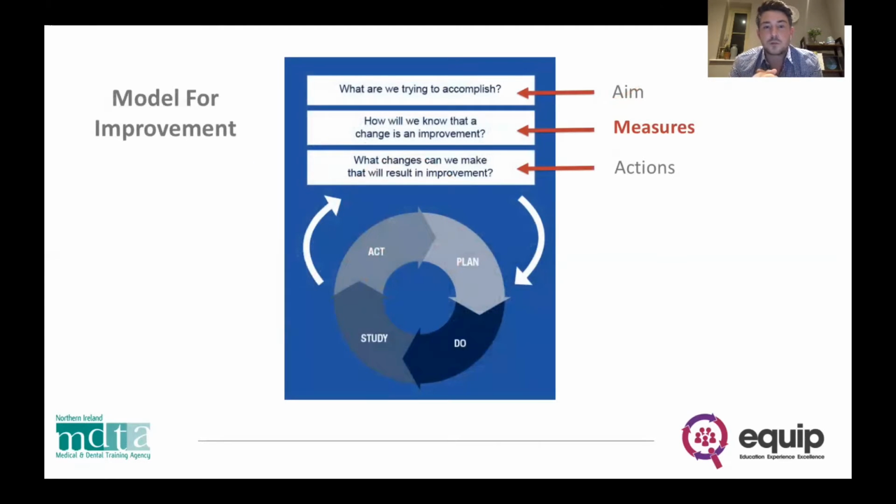Moving on to the model for improvement, the plan, do, study, act cycles which we use. Obviously our aim is what we're trying to accomplish from our project, and the first thing that comes to mind are lots of actions. What are we going to do? Ideas tend to come first, but it can be tricky to select actual measures of what we're improving. And the big question is, how will we know that any change we make will be an improvement to the overall system?